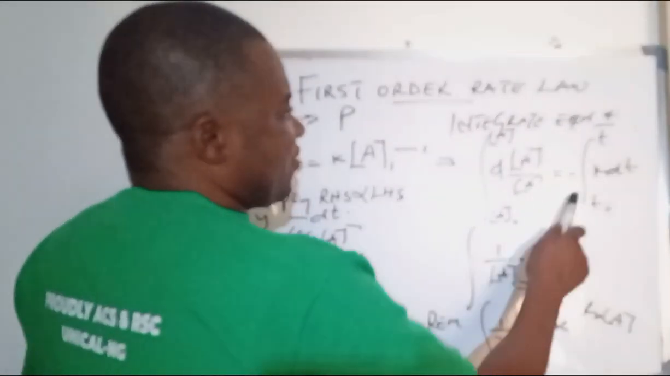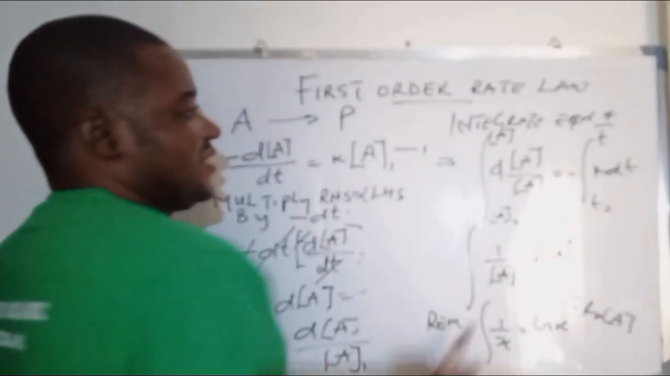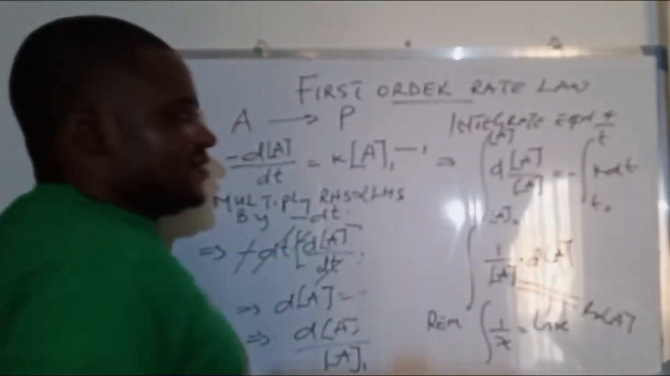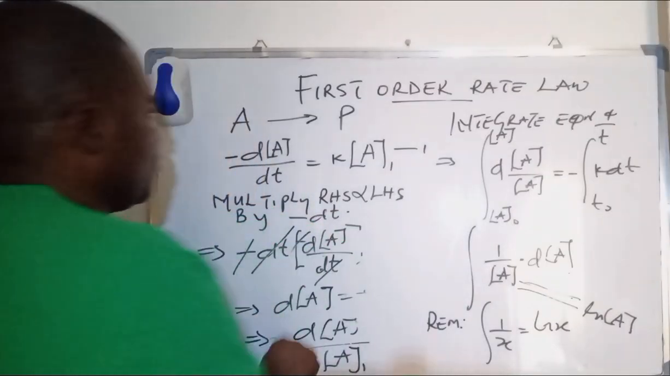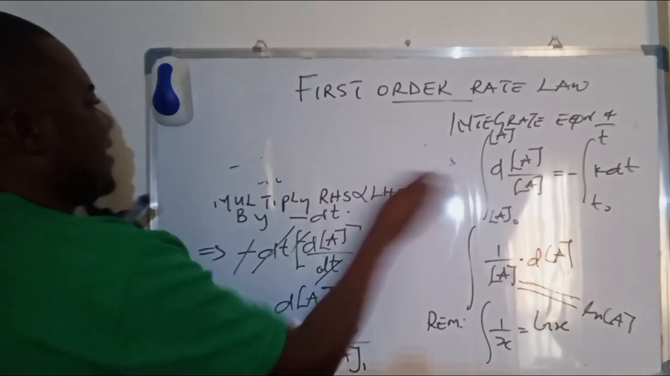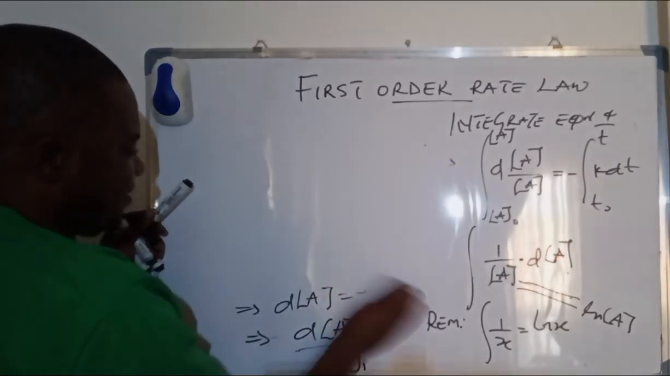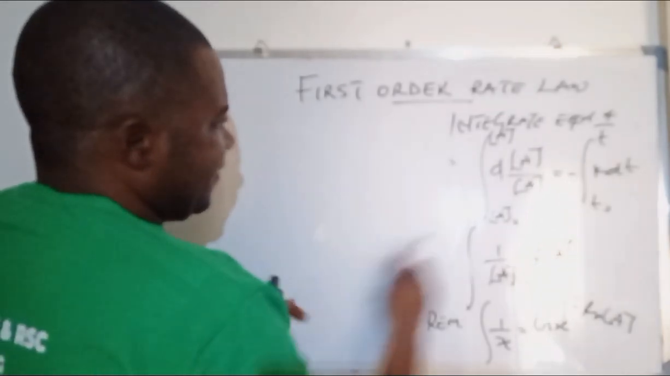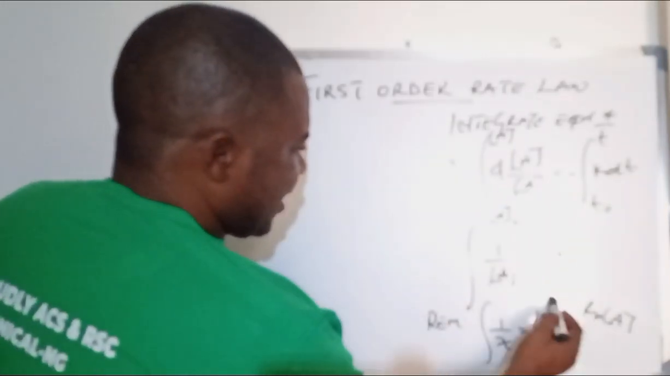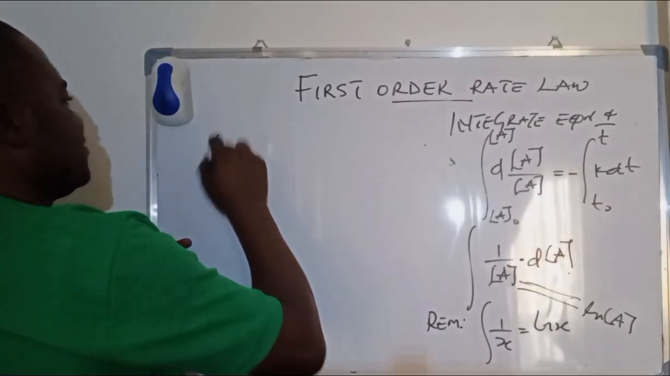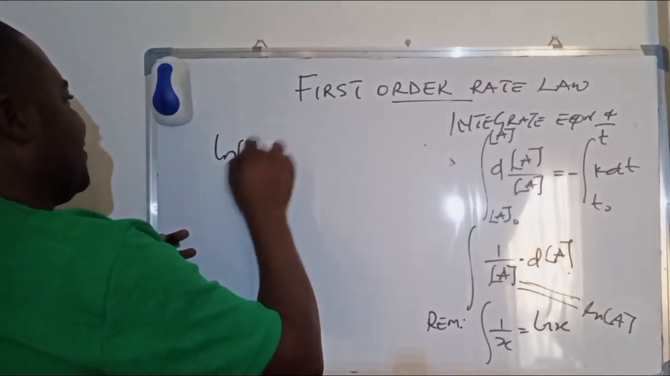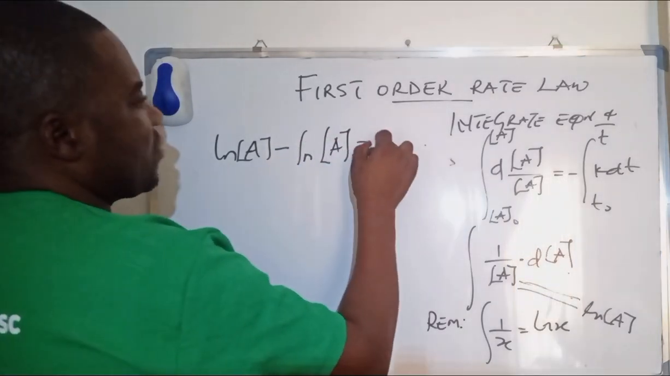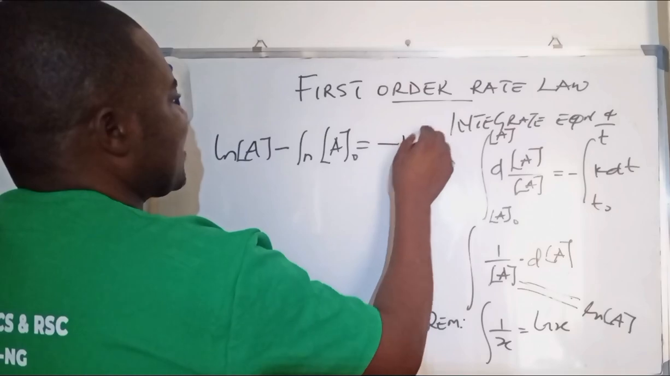Now, the integral of k dt is simple. It is minus kt, because it is only the dt that will be affected. So if we bring ourselves to this side to rewrite that equation, from the whole of this we are going to have ln a minus ln a0 equals minus kt.